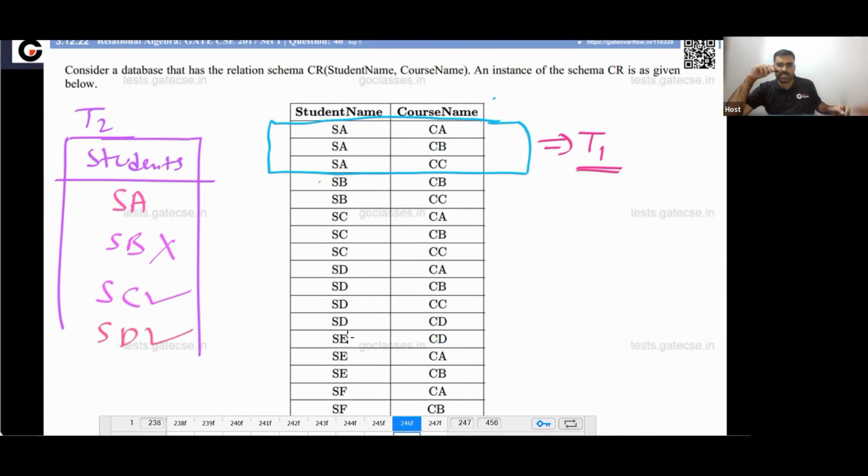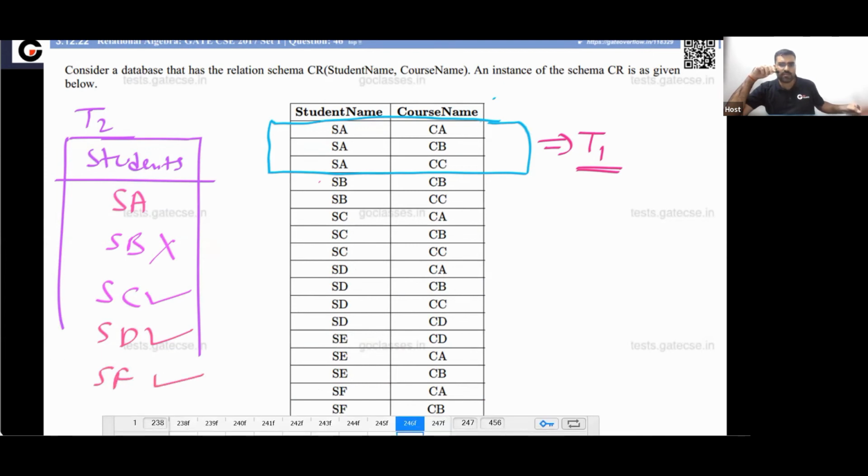And what about SE? SE has CA, CBCC. He has not taken CABCC. What about SF? CA, CBCC. So he has also taken them. So SF also will be there.